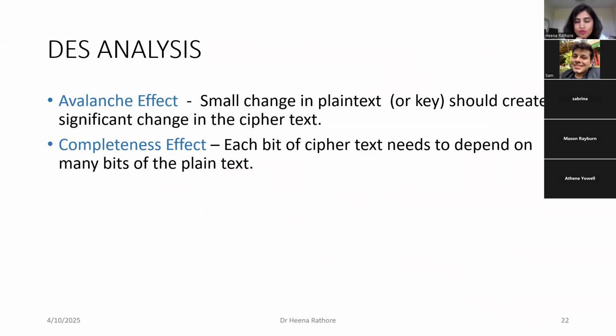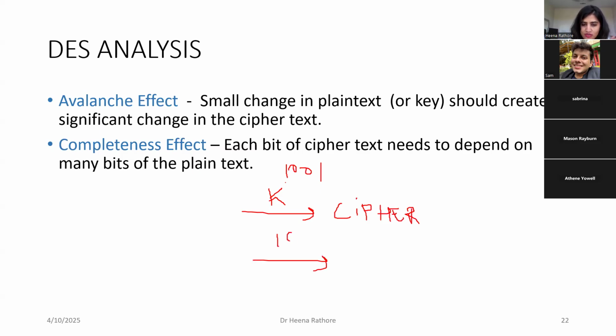If you recall, the two properties were confusion and diffusion: if a single bit change happens in the key, it would change the entire ciphertext. So if your bit is 001, it will change nearly half of your ciphertext completely. If you are using 1001, and next time you use 1000, just a single bit would change the entire thing. So the avalanche effect in DES is that a small change in plain text or key should create a significant change in the ciphertext.